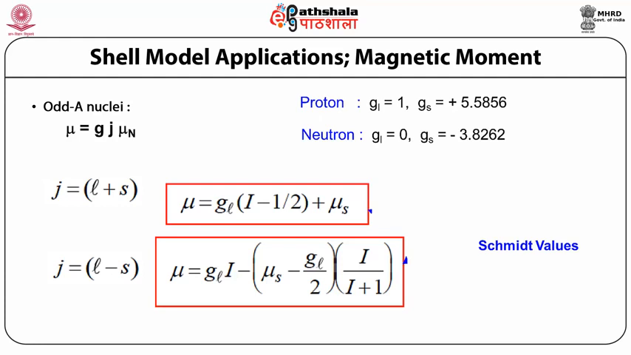Now, these two are the extreme values of magnetic moment for the two cases when J is equal to L plus S and J is equal to L minus S. These values are called the shell model values or the theoretical values, and they are better known as Schmidt values.